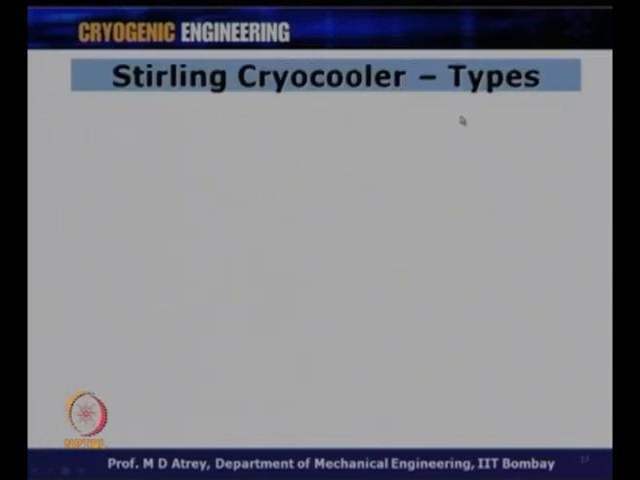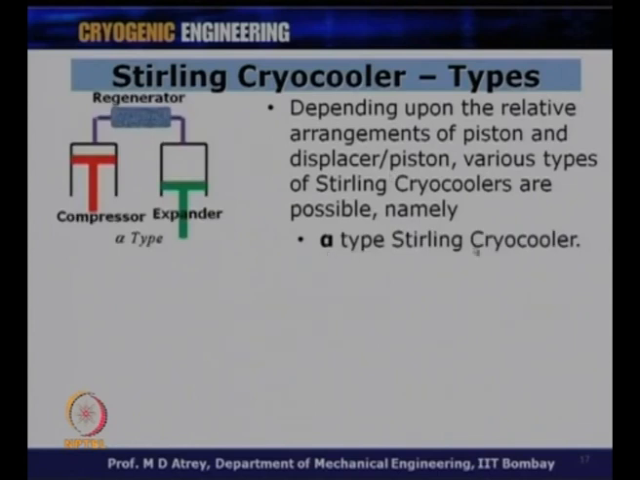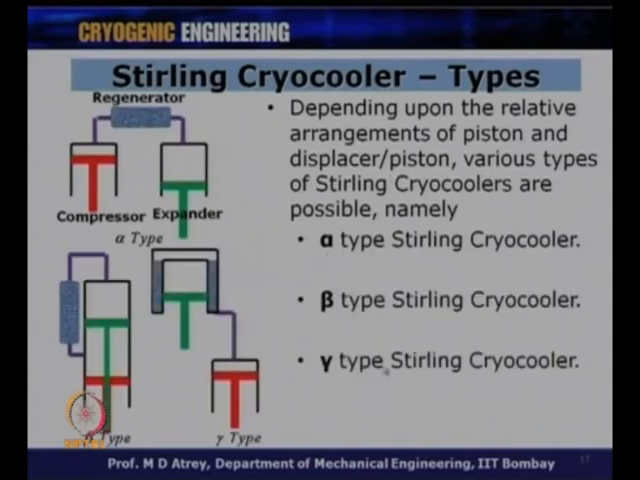Now, there are different Stirling cryocooler types, and we will just briefly touch upon those types. So, depending on the relative arrangements of piston and displacer or expander piston, we can have a displacer or we can have a piston. Various types of Stirling cryocoolers are possible, namely alpha type Stirling cryocooler, beta type Stirling cryocooler, and gamma type Stirling cryocooler. So, these figures show over here, this is alpha type Stirling cryocooler, beta type Stirling cryocooler, and gamma type Stirling cryocooler. So, here you can see that we got a compressor piston. The compressed gas goes to the regenerator and to the expander piston again. These are two piston kind of arrangement over here, and this is what we call as alpha type.